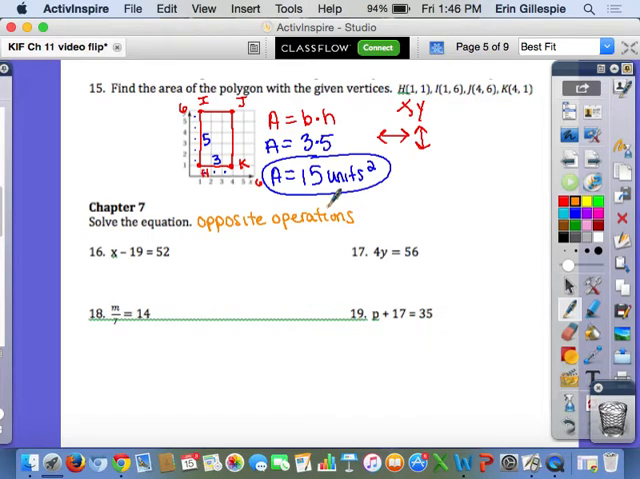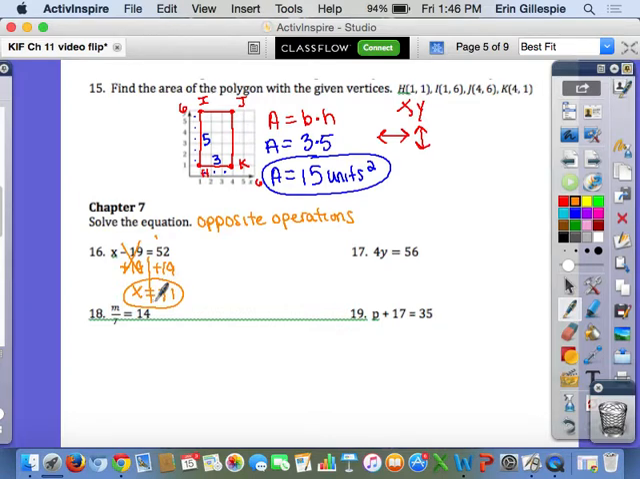So the opposite of subtracting 19 would be to add 19. So I'm going to draw my line where that equal sign is. I'm going to add 19 to both sides. Doing that makes these cancel out, so I isolate the x, that's what I want. And then I just need to do the addition here. So 2 plus 9 would give me 11, carry the 1. So x equals 71.